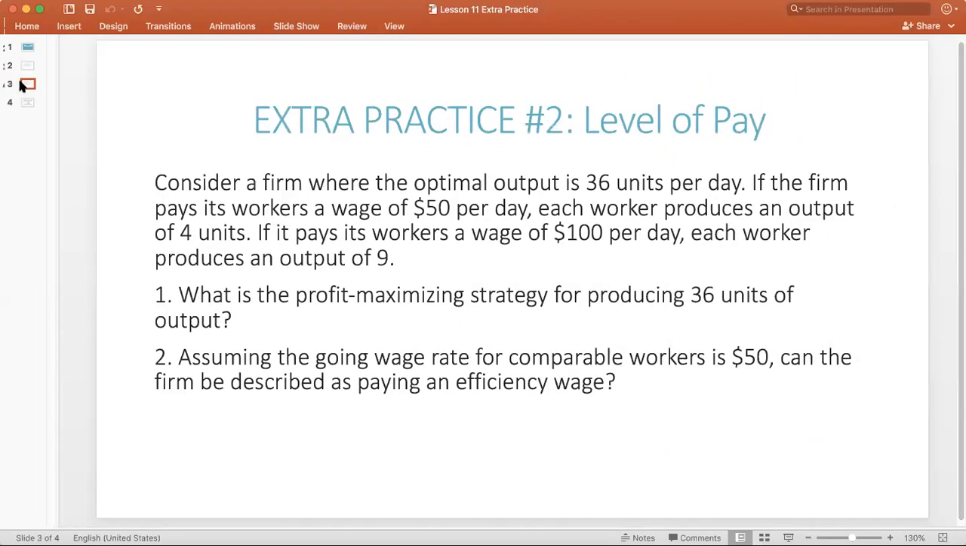So this says level of pay. Consider a firm where the optimal output is 36 units per day. If the firm pays its workers a wage of $50 per day, each worker produces an output of 4 units. If it pays its workers a wage of $100 per day, each worker produces an output of 9. What is the profit maximizing strategy for producing 36 units of output?